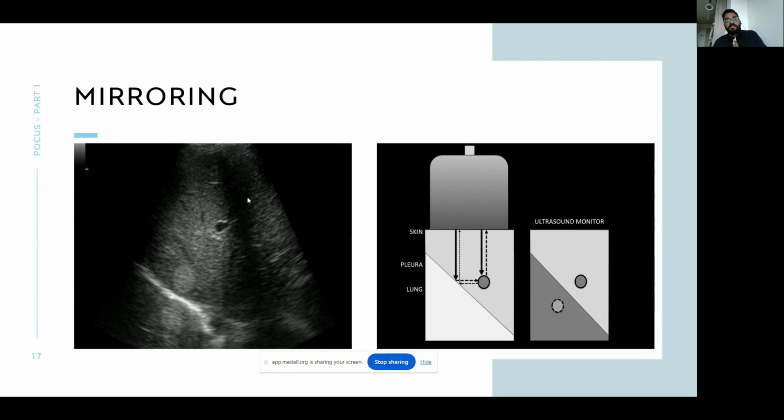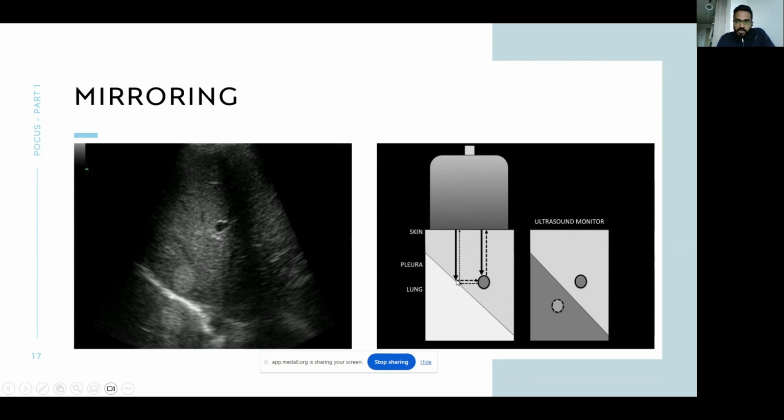It hits on another structure, comes back to this reflecting surface, gets reflected back to the transducer. So if you look at this image, it's a bit easier to understand rather than just listening to me saying it. So this is the transducer. You have sound waves going down, hitting this reflecting surface, and then reflected back to the transducer.